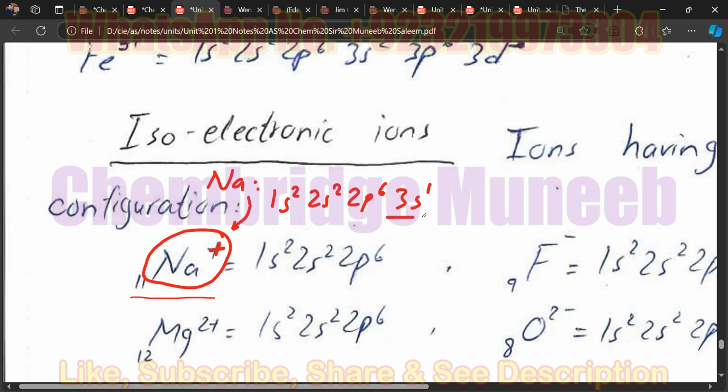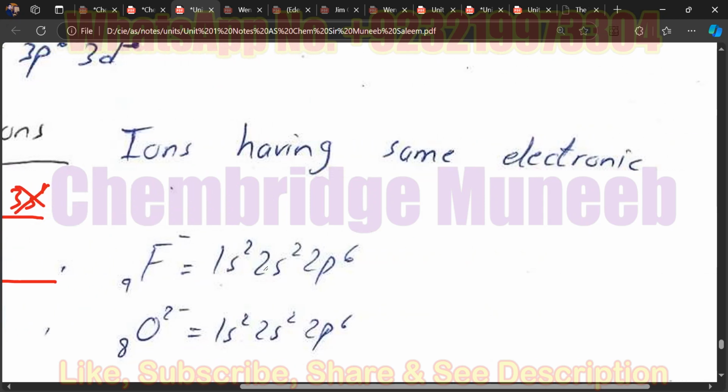Here the last shell is the third and it has just one subshell. So the electron lost will be from the 3s. So when writing the electronic configuration of the sodium ion, you will not write the 3s. It will be omitted. Is that clear? Yes. Okay. Now take an example of the anion, which means the negative ion.